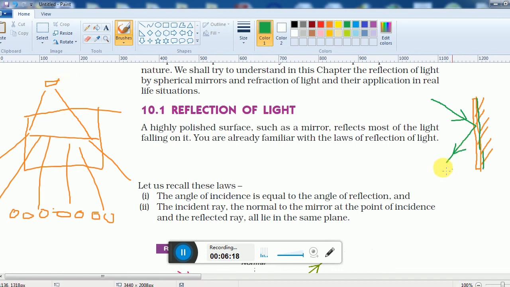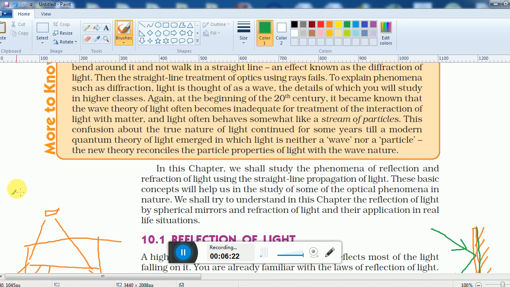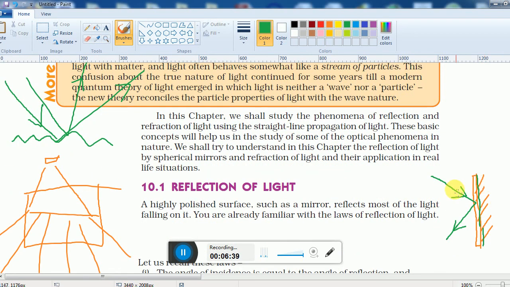In case of diffuse reflection, what will happen? I'll draw the diagram here. So this surface is like this, a rough surface. The light ray is coming here, and it will be reflected in different directions, like it is going this way, and some light is coming and going in this direction. So they are going in different directions. There is no regularity here. But in case of regular reflection, the light rays fall in this way, and they will go in a particular direction, the same direction. So they are called regular reflection.